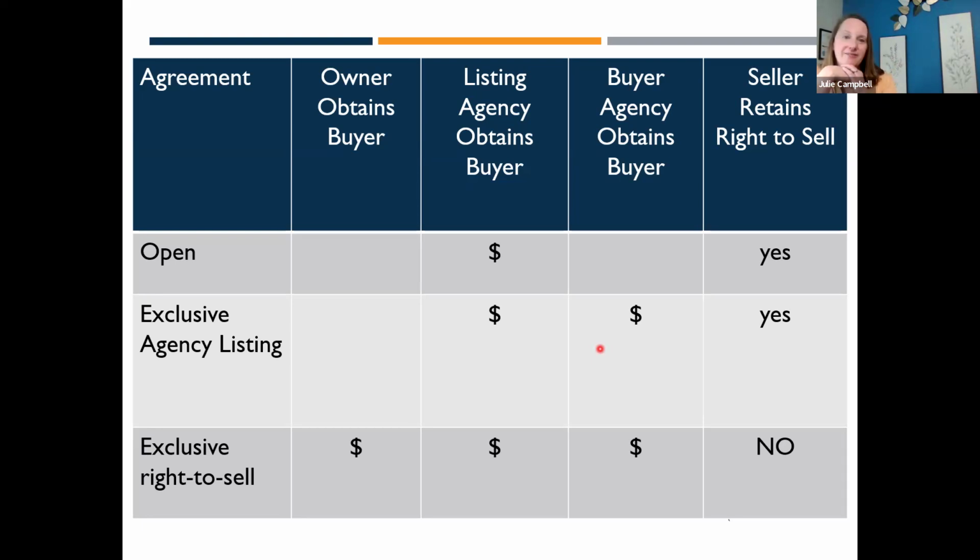Yes, absolutely, Maria. The firm determines if they want to use the exclusive agency or the exclusive right to sell. I know, again, most MLSs say no to the open, so that wouldn't be up to the firm. But yep, depending on the firm.